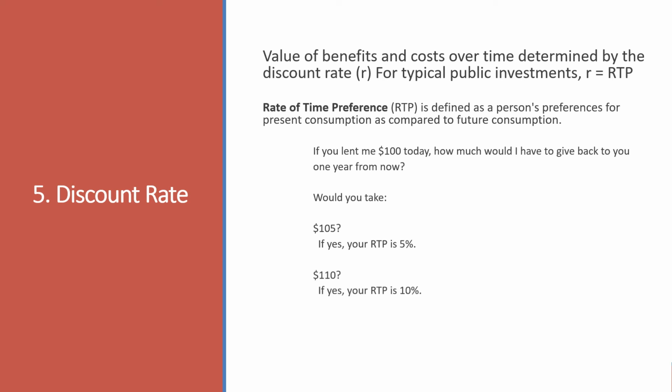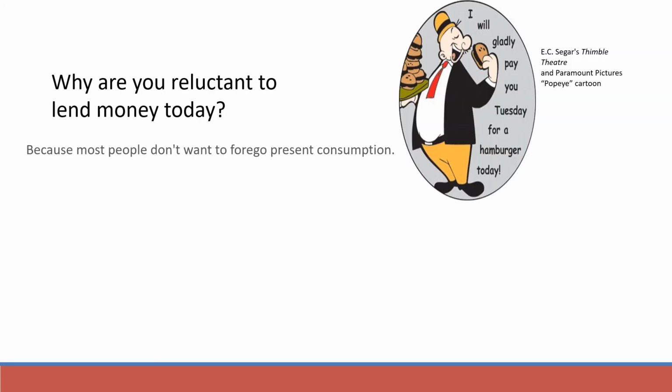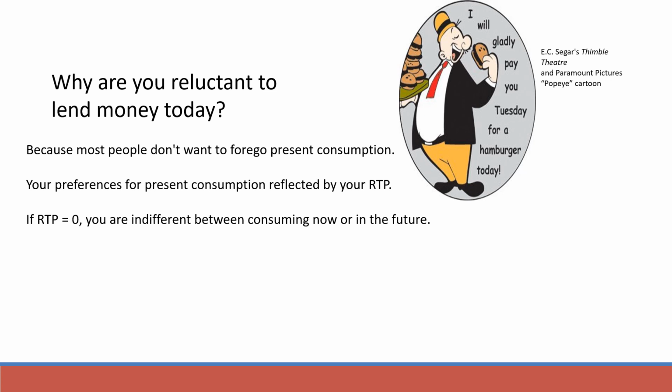If yes, your rate of time preference is 5%. If you accept $110, then your rate of time preference is 10%. In the same way, if you accept $125, your rate is 25%. So why are you reluctant to lend money today? Because most people don't want to forego present consumption. Your preference for present consumption is reflected by your rate of time preference. If one has a rate of time preference equal to 0, then he or she is indifferent between consuming now or in the future.